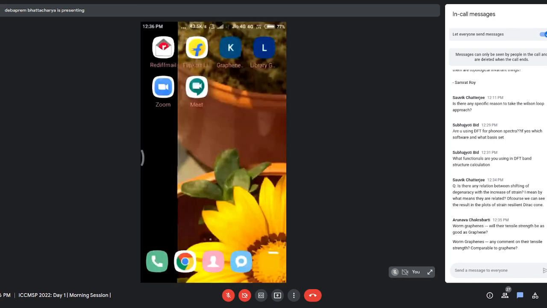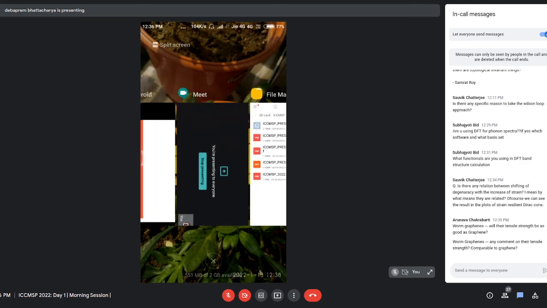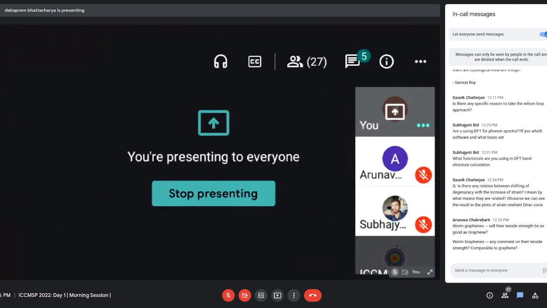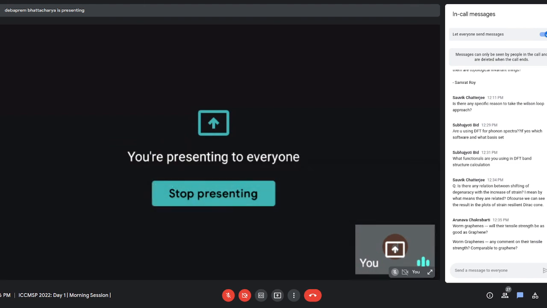Are you using DFT for phonon spectra? If yes, which software and what basis set? Yes, I am using DFT for phonon spectra. I have calculated this with Quantum Espresso. I have used a combination of Quantum Espresso and Phonopy.